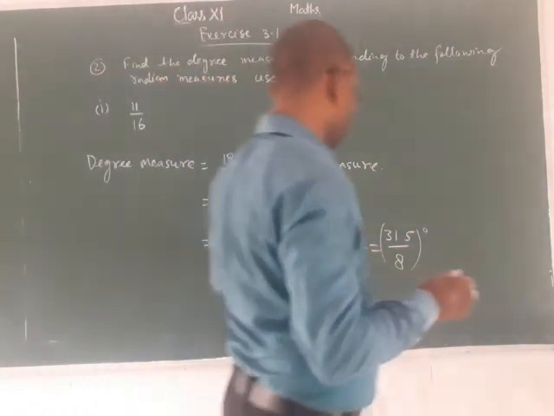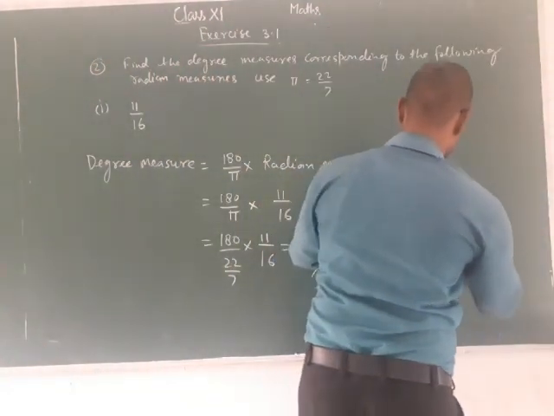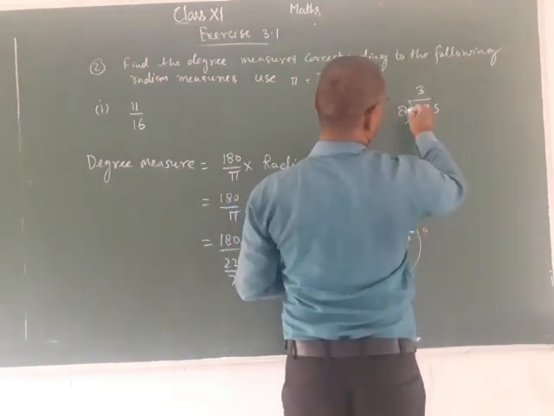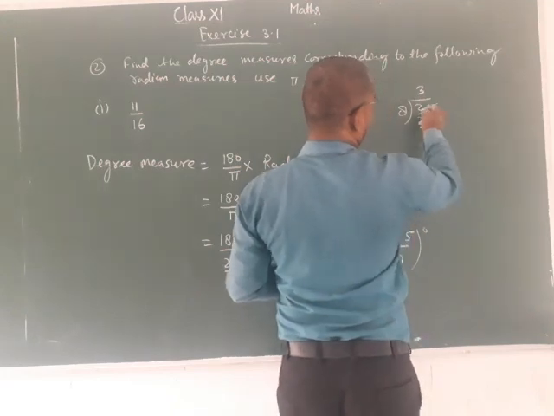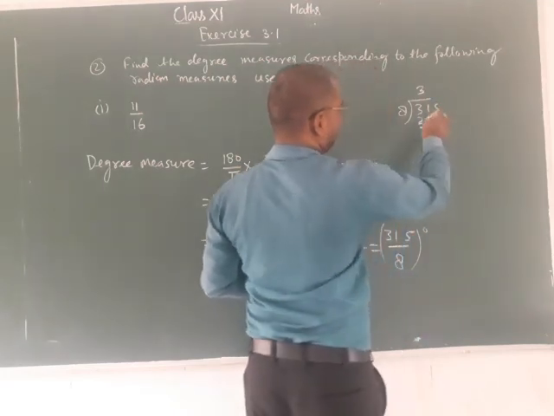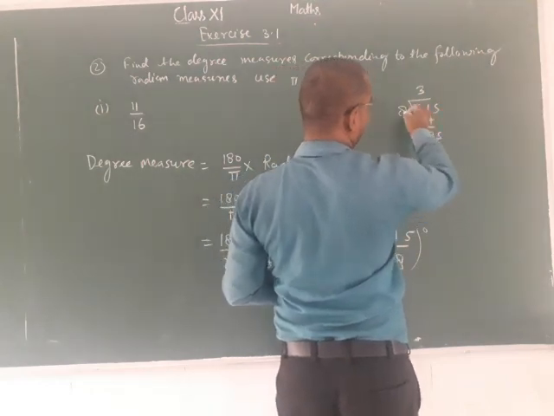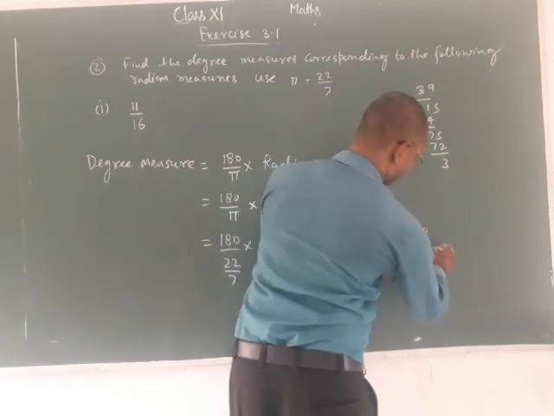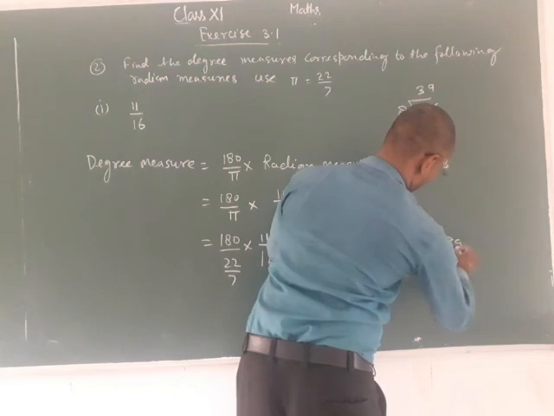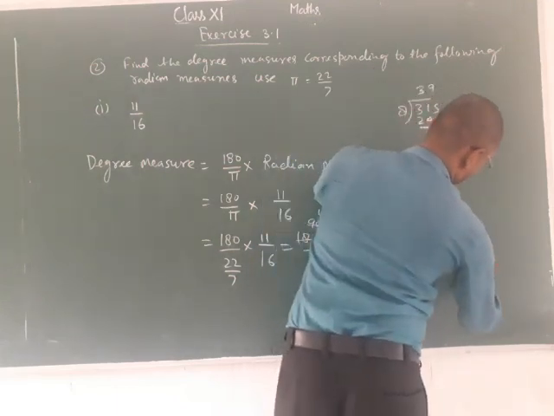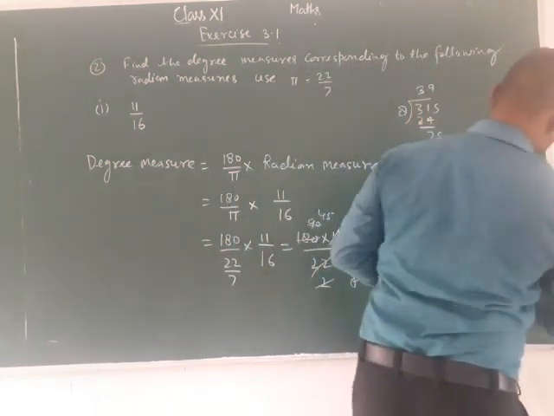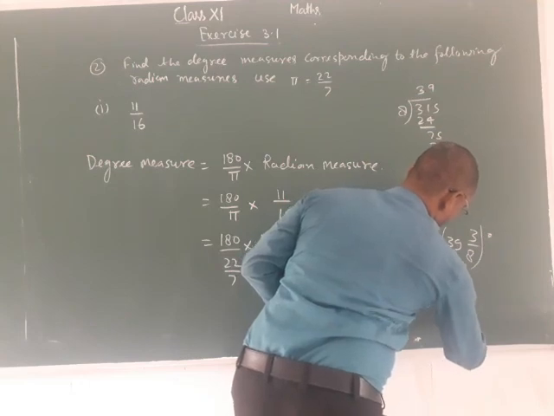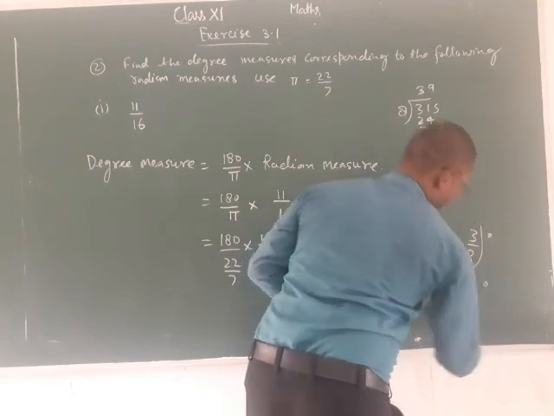In degree, now we also divide 315 divided by 8. So 8 39s are 312, and the remainder is 3. So we write 39 whole and 3 upon 8 degree, that is 39 degree plus 3 upon 8 degree.